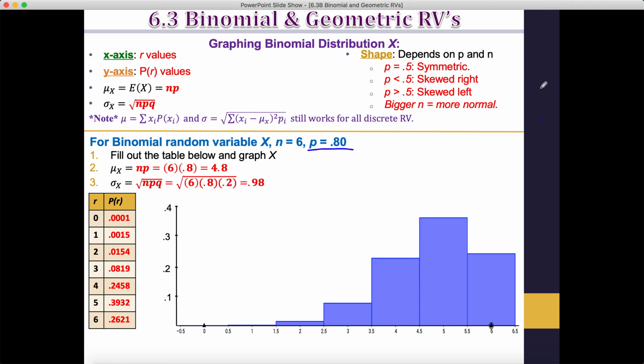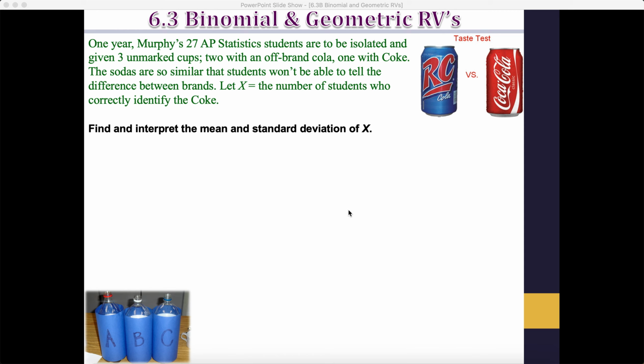The greater the distance from 0.5, the greater the skew, and then the bigger the n, the more normal it gets. So let's suppose now we're looking at a problem that asks us not just about a binomial setting, but also to find and interpret the mean and standard deviation of that binomial random variable. Let's look at this one.